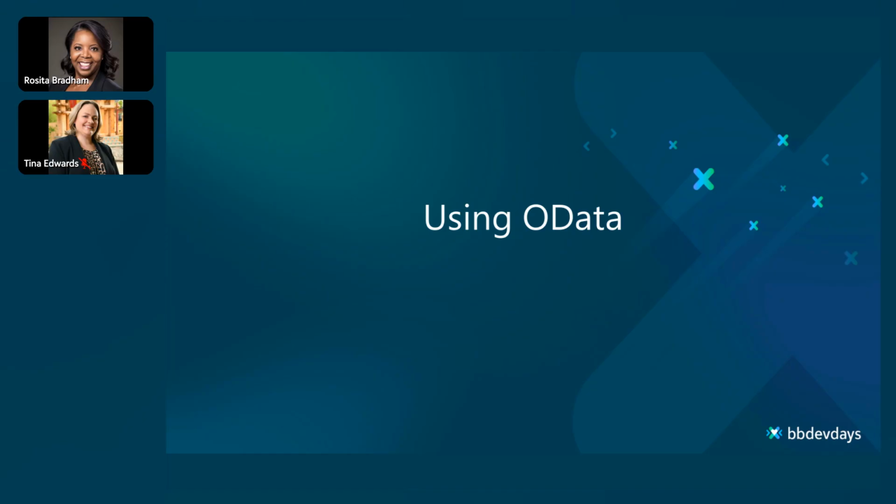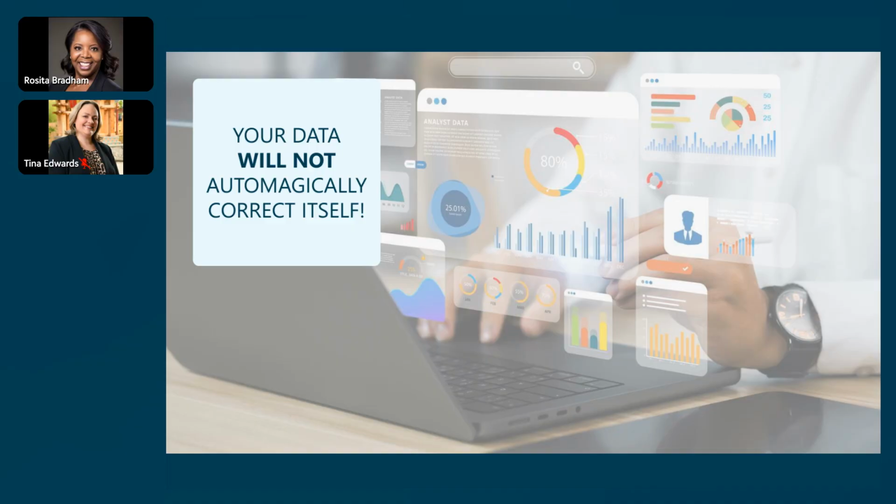Okay, so now we're going to get into using our OData. And from here, what I'm going to do is start to get into the products. I'm going to do some screen sharing here in just a second. One thing very important: when you're doing these visualizations, your data will not automatically correct itself. So if you've got some data entry issues, doing these visualizations, you can't hide that. So you will need to make sure that the data is clean.